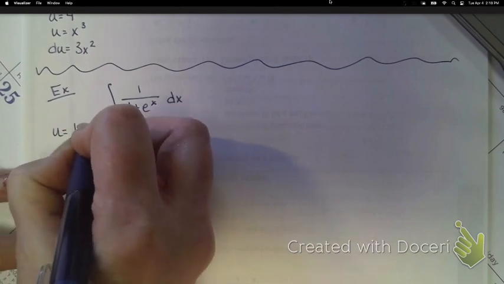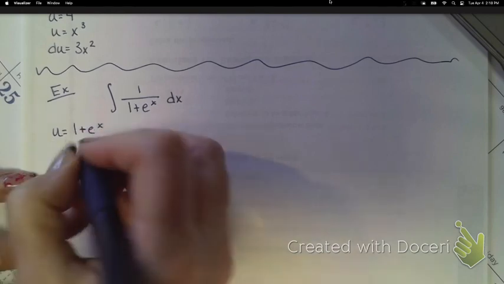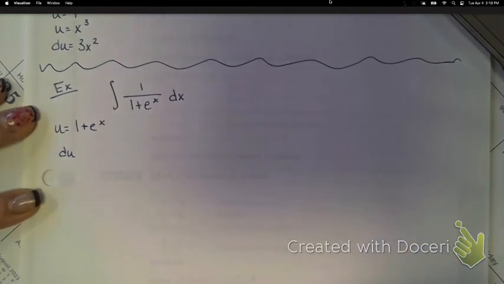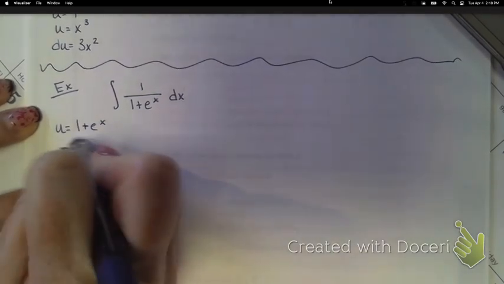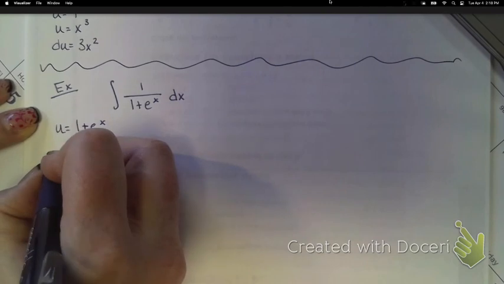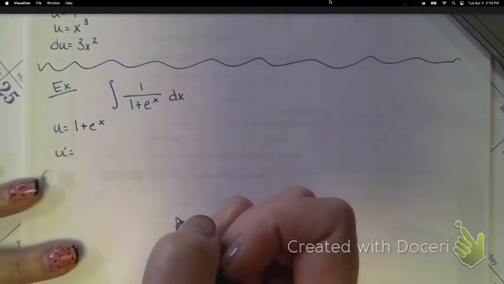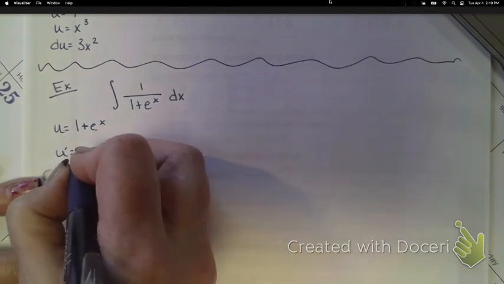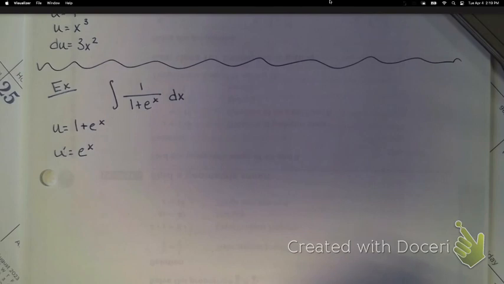So 1 plus e to the x. So du, or u prime. Do you guys want du or u prime? Does it matter when you see them? Okay. I switched back and forth in one problem. So u prime would be what? E to the x. We do not have an e to the x, do we? So that's the wrong one.